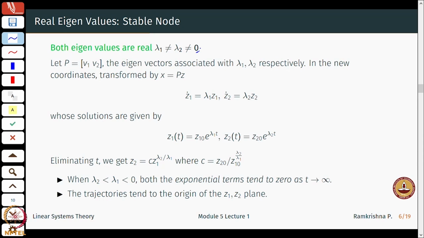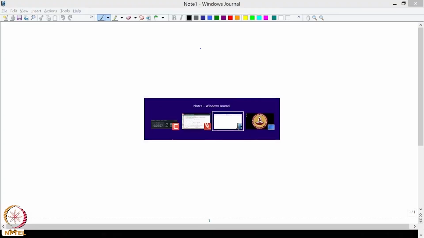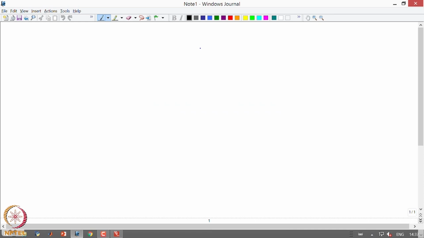Okay, so let us say I have this set of eigenvalues. Let me just derive this, and I will come back to this slide. So, I have lambda 1 and lambda 2, which are not equal to each other and which are also not equal to 0. And again I am looking at a system with x dot equal to A x.